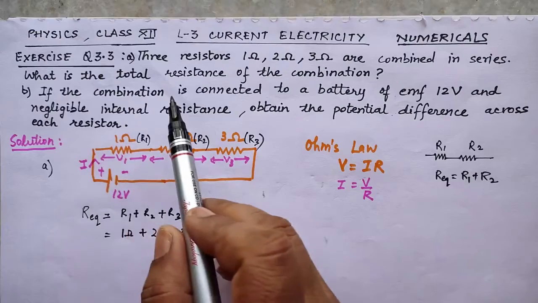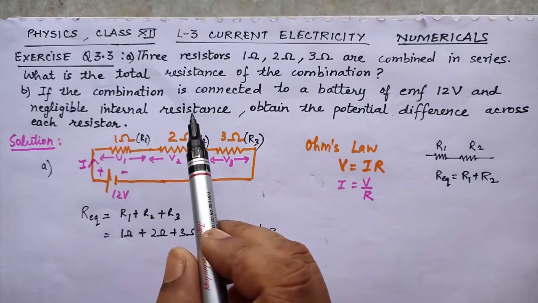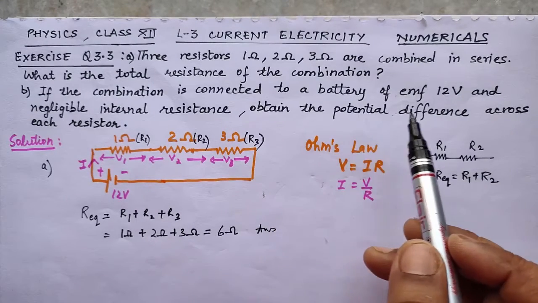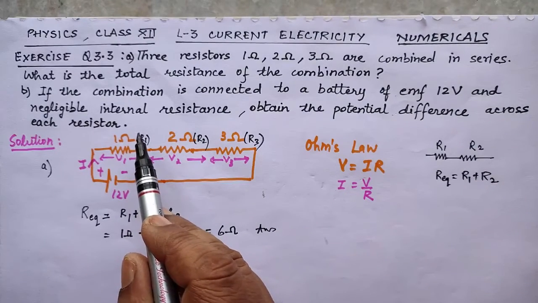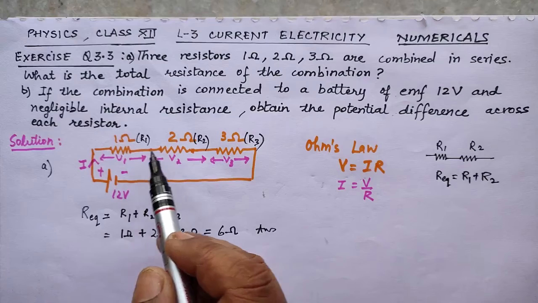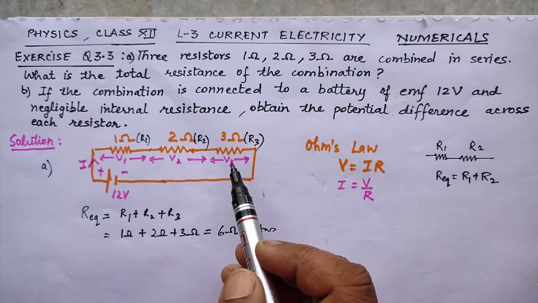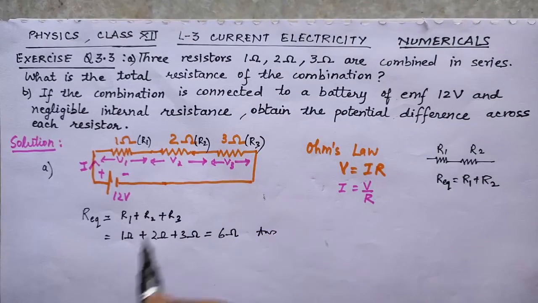If the combination is connected to a battery of 12 volts and is having negligible resistance as shown in the diagram also, obtain the potential difference across each resistor. So potential difference across 1 ohm we are taking as V1, across the 2 ohm resistance as V2, and across the 3 ohm resistance as V3. So let us calculate.